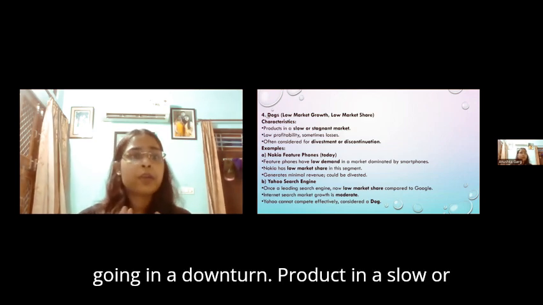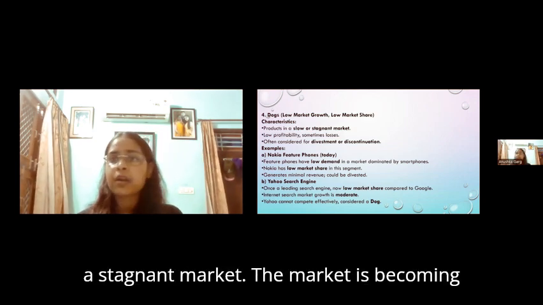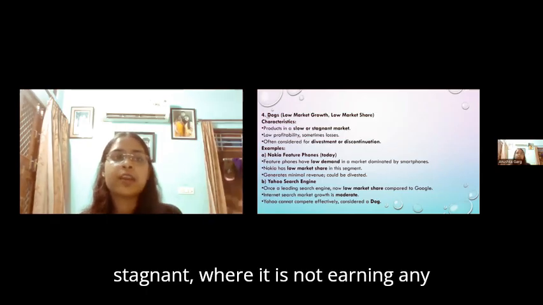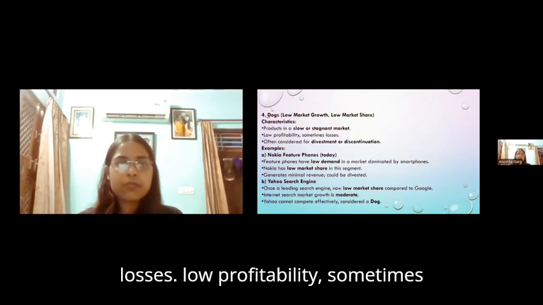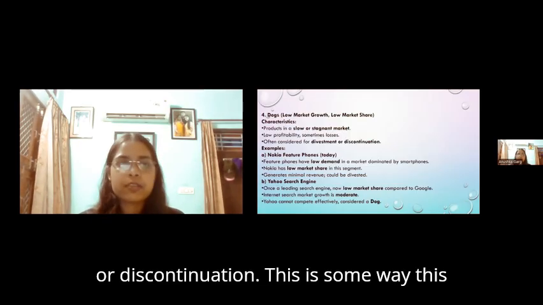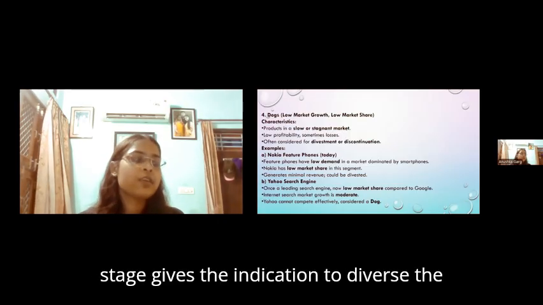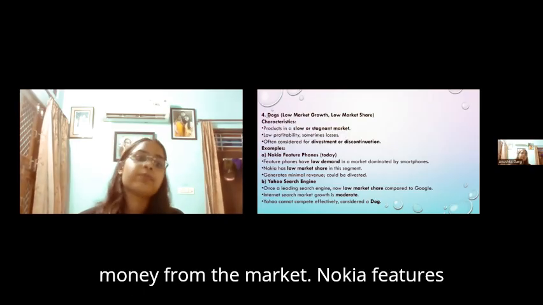The product is going in a downtrend. It is a product in a slow or stagnant market. The market is becoming stagnant, where it is not earning any kind of profit. Rather, it is incurring losses. Low profitability, sometimes losses, often considered for divestment or discontinuation. This stage gives an indication to divest the money from the market.